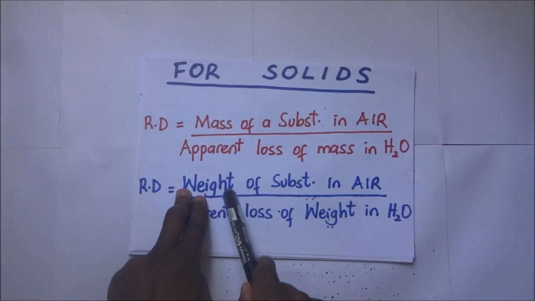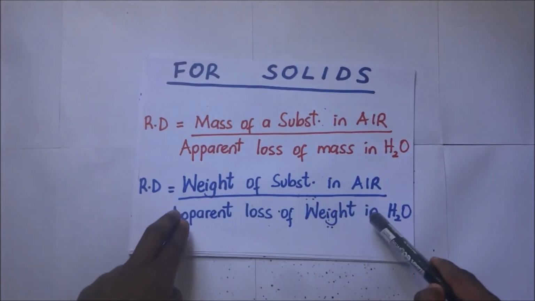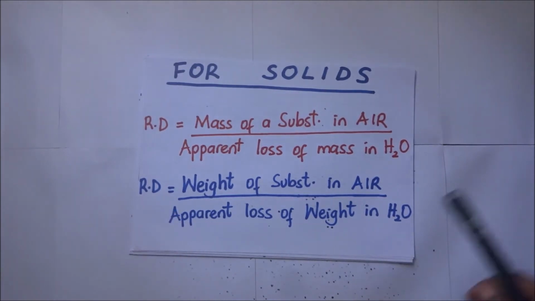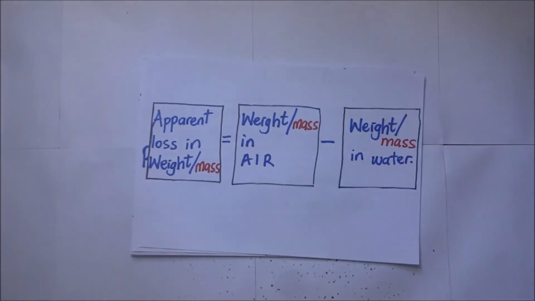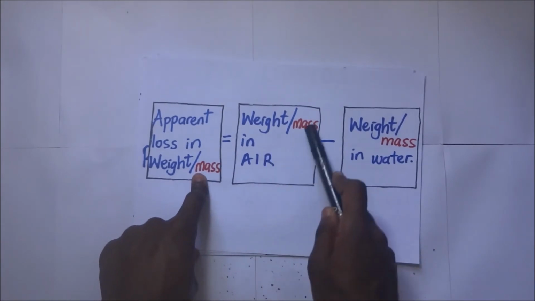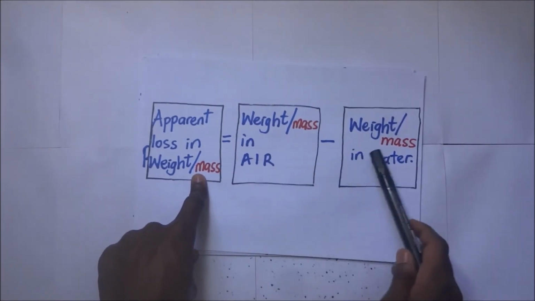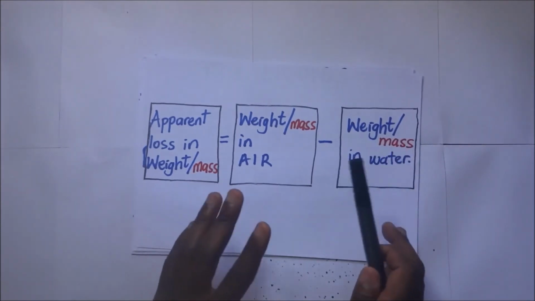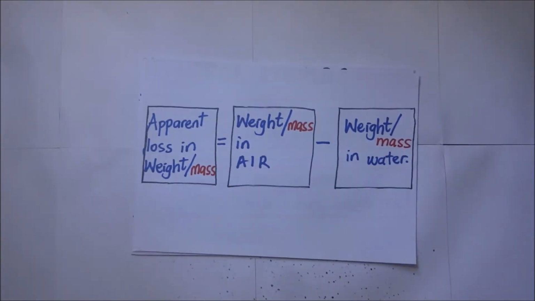We can say the weight of a substance in air, divide that by the apparent loss in weight of that solid substance in water. And like I have been explaining, that apparent loss in weight or mass is given by the weight in air, or call it the mass in air, subtract the weight in water, or call it the mass in water. That's the apparent loss. That is how we can find relative density in solids. We can also find relative density in liquids using a similar technique.